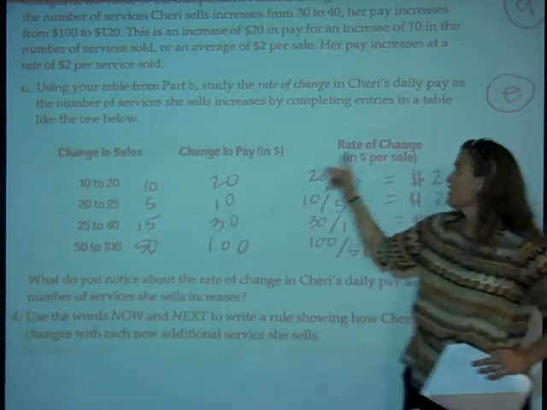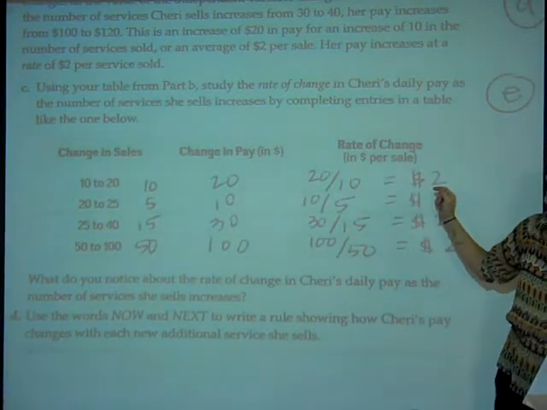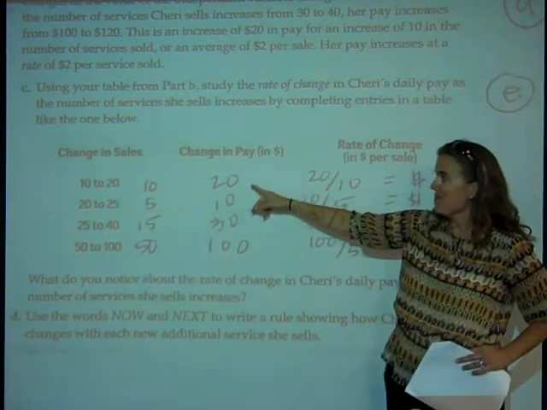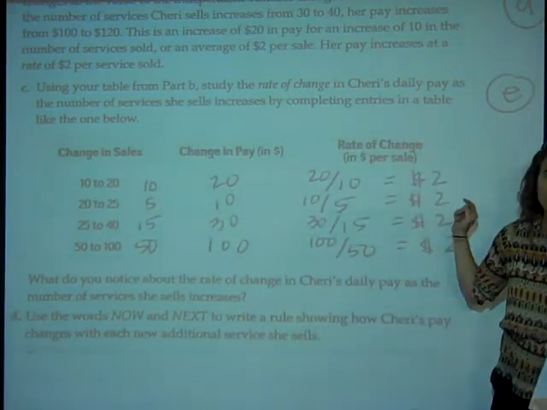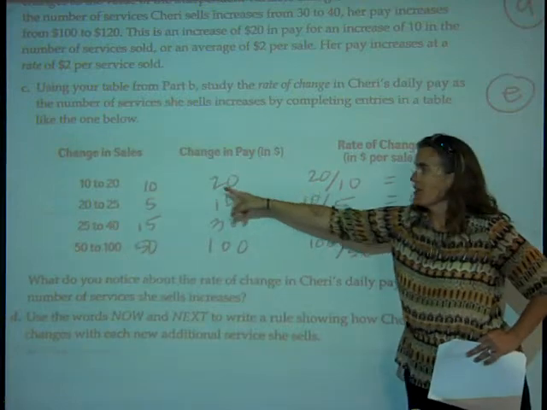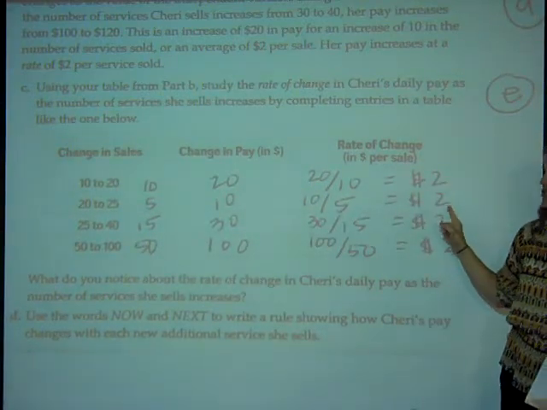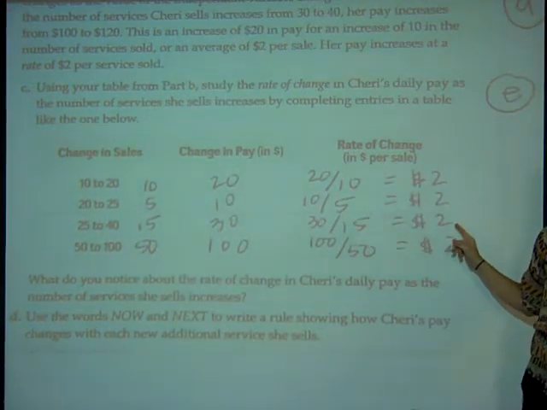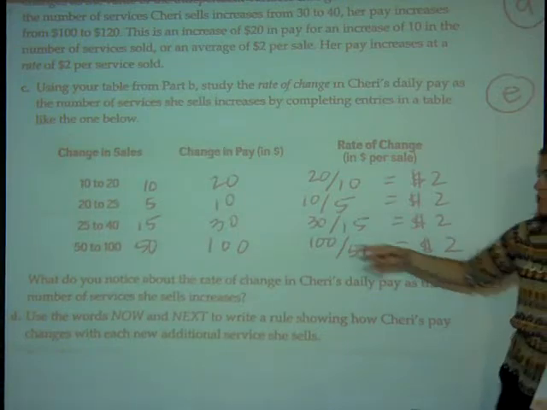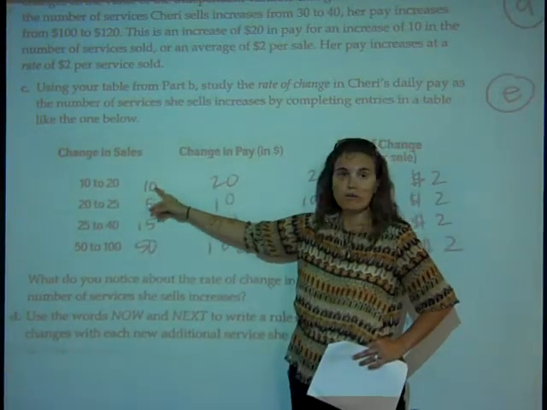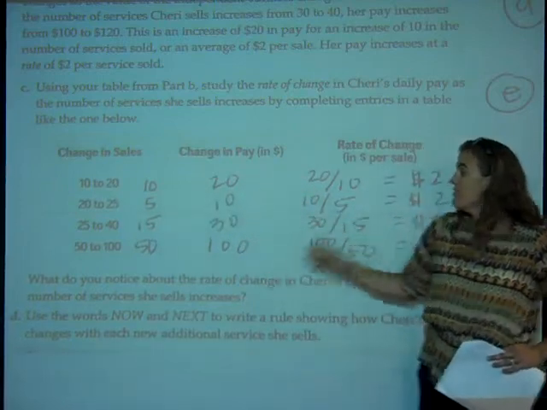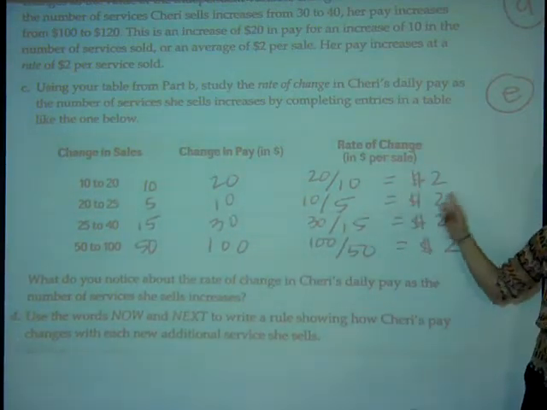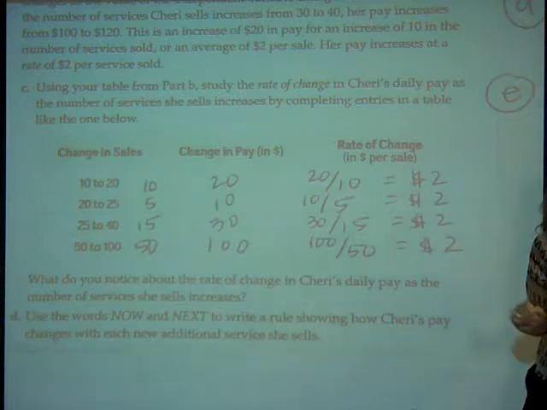Okay? And if we're looking at the rate of change in dollars per sale, if you take the change in pay and divide it by the change in sales, that will result in your rate of change. So if we take this number divided by that number, you should have noticed a pattern. It was constantly $2, right? And so no matter how much you're increasing on a table, if you look at how much you were going over each time, that will result in the exact same rate of change, which is $2. Okay?